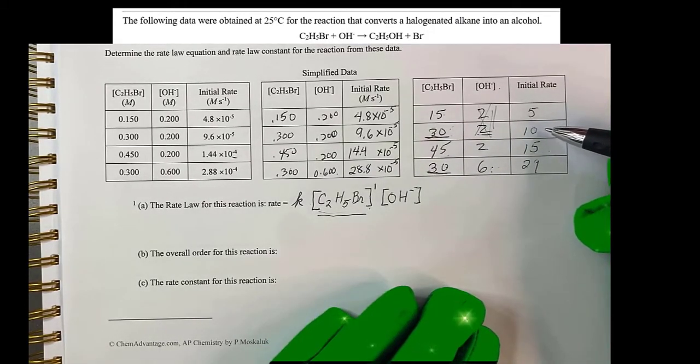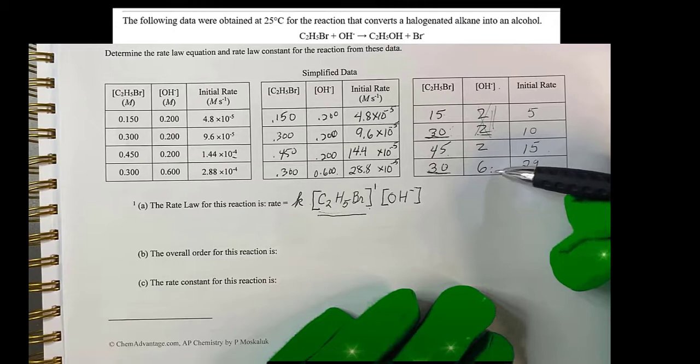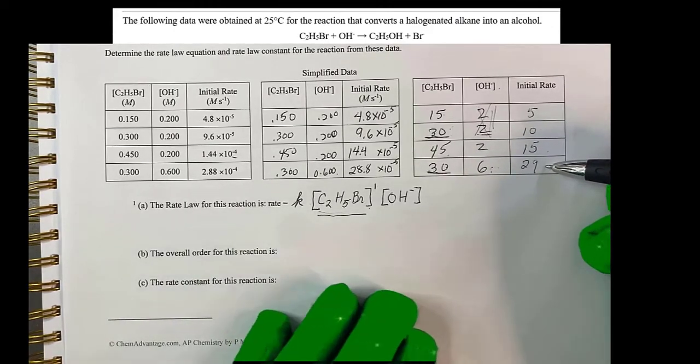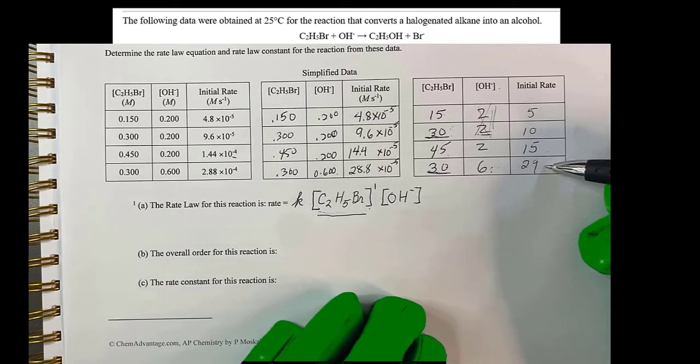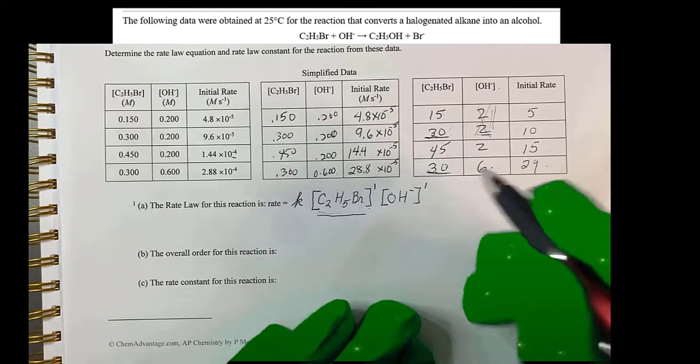Well, let's look. Oh, here we have an initial rate of 10. And then when we triple the hydroxide concentration, we get like triple the rate. You can round these things off. So that must mean that the hydroxide is also first order. We got lucky on that one.